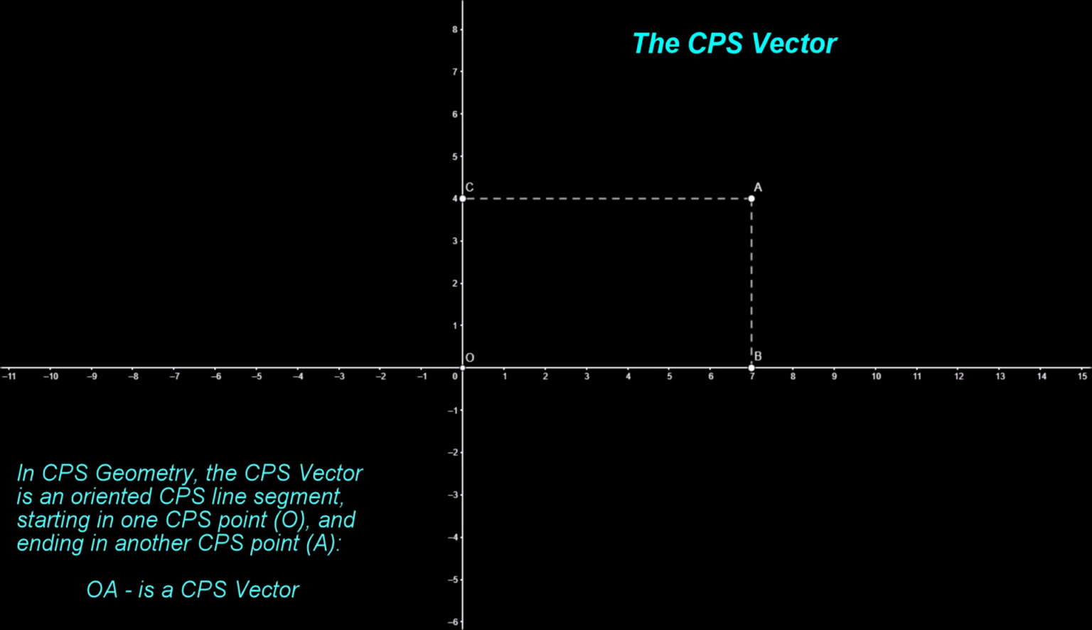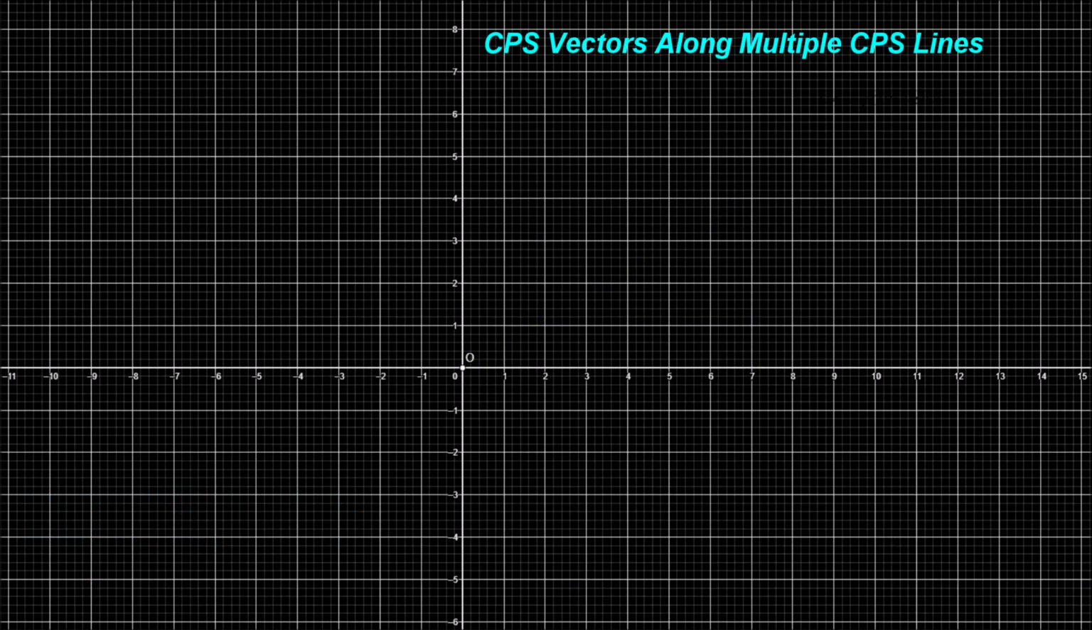To help us with this investigation, we will also use another well-known concept, namely the vector. In CPS geometry, the vector is an oriented CPS line segment, starting in one CPS point, and ending in another CPS point.